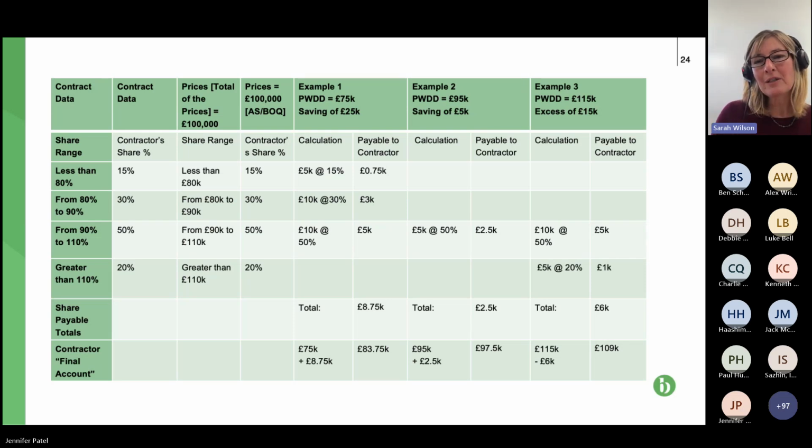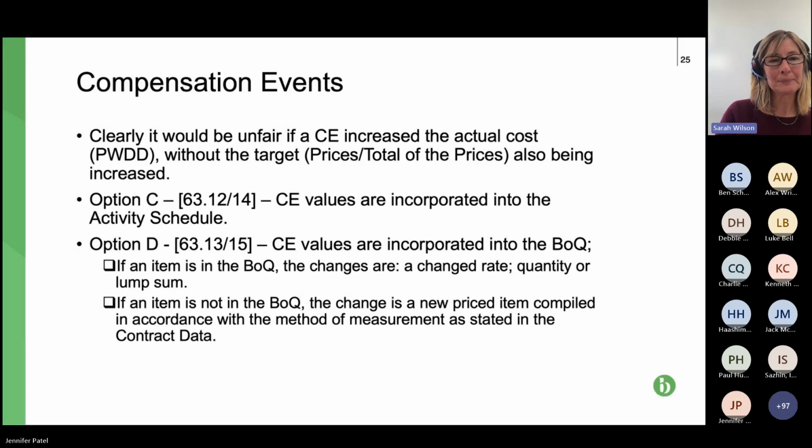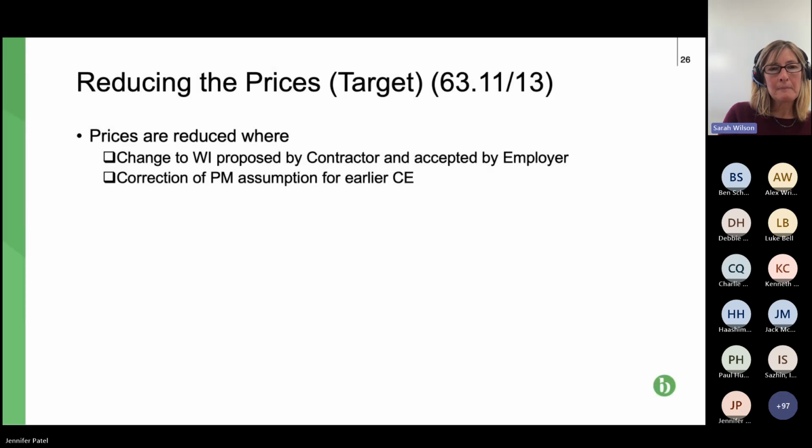So, feel free to go through them at your own leisure. So if we can move on to the next slide, please. I think we've covered all of that. Just to note, the clause numbers are there.